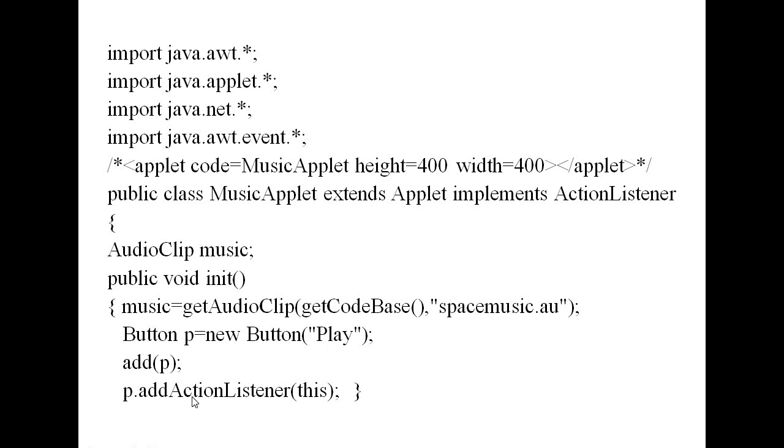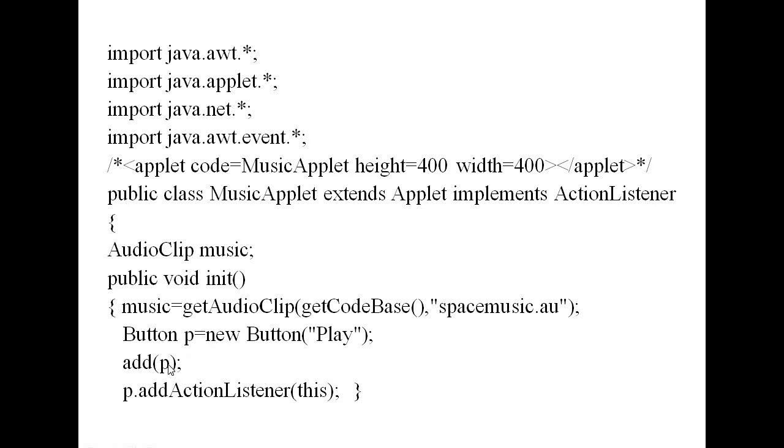Then we are registering that button with the event model. addActionListener is the method here, which is a member of the ActionListener interface. So p.addActionListener. Here button is the class name, p is the instance of the button class. Now new button play will give the necessary memory support and all other things. Play is the caption of the button, and the object name is p.